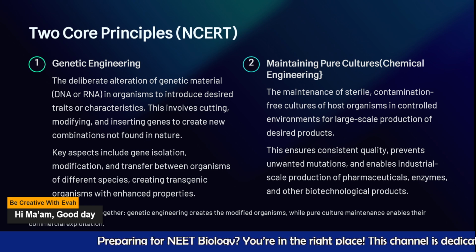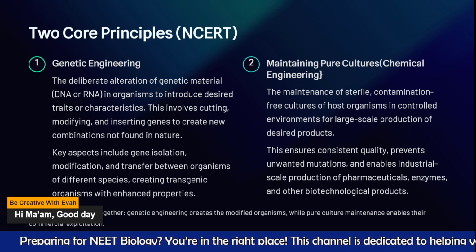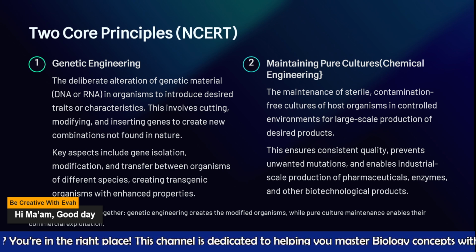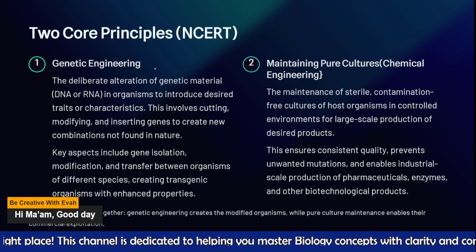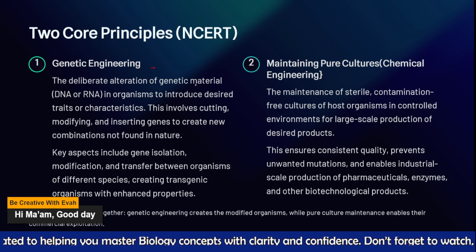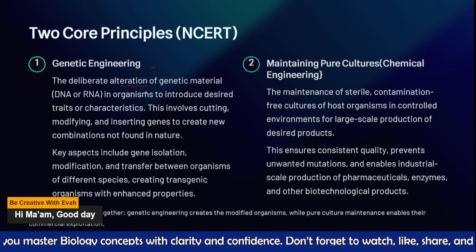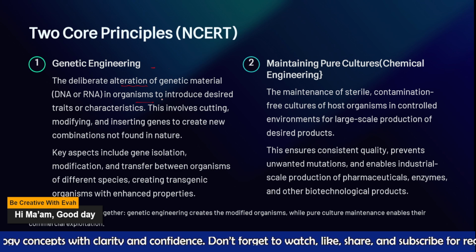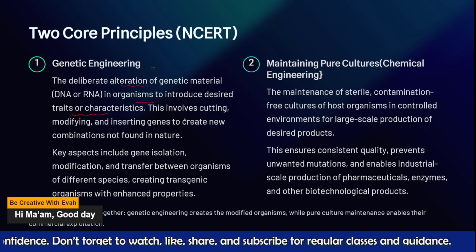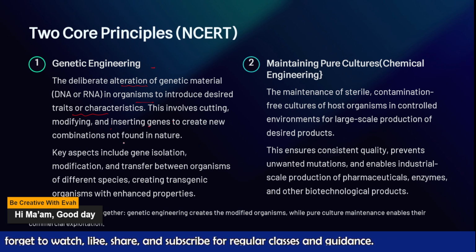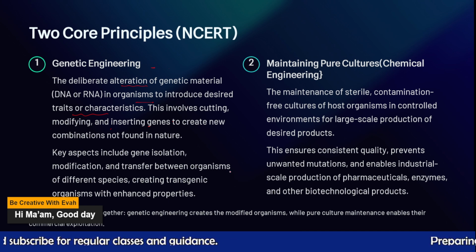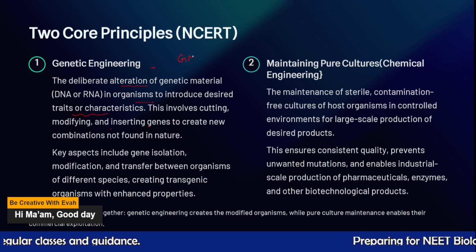In the principles of biotechnology, there are two core principles. One is genetic engineering and the other one is chemical engineering. In genetic engineering, we are changing the genetic structure of the organism. We are altering the genetic material of the organism. That means we are introducing some desired characters into it by cutting, modifying, and inserting genes into the organism so that we will get some desirable characters. For such an organism, we use the term GMO.